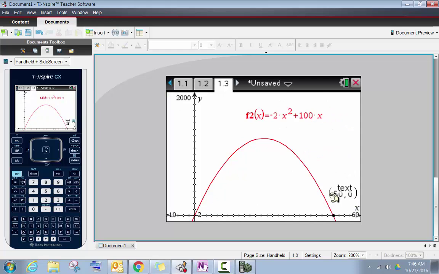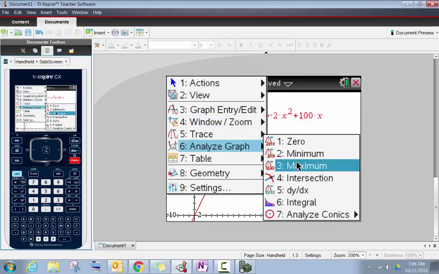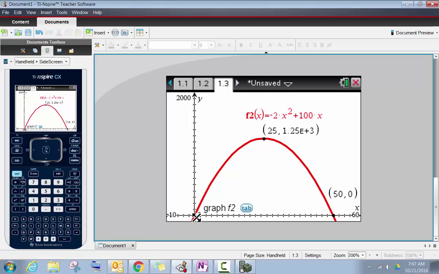So analyze graph, we can find our zeros. You see it's 50, 0. Analyze graph, maximum. Notice we have this 1.25e plus 3. That is scientific notation, meaning 1.25 times 10 to the third. Move our decimal place 3 times, so it's 1250. And again, our other zero, 0, 0, we don't need to really find that. So we have our points. And 0, 0 is also our y-intercept, so we don't need to find anything else there.